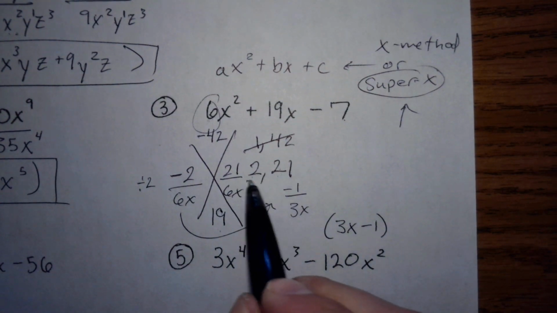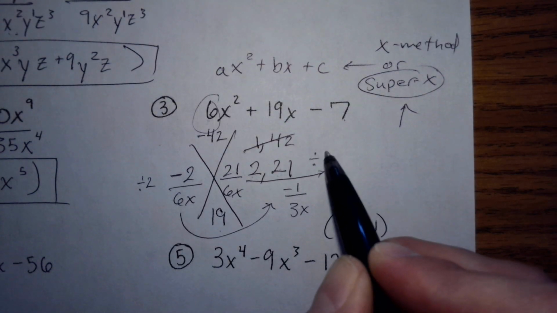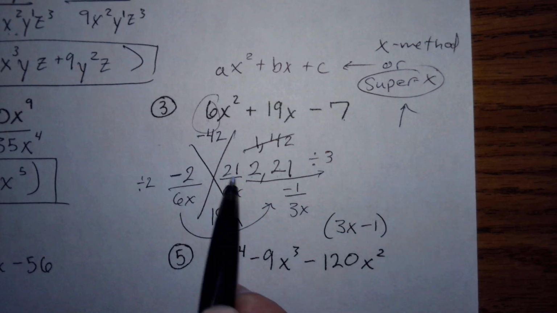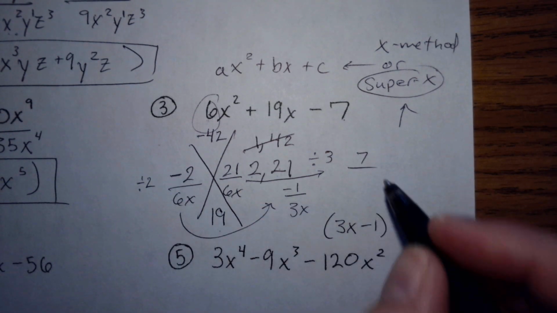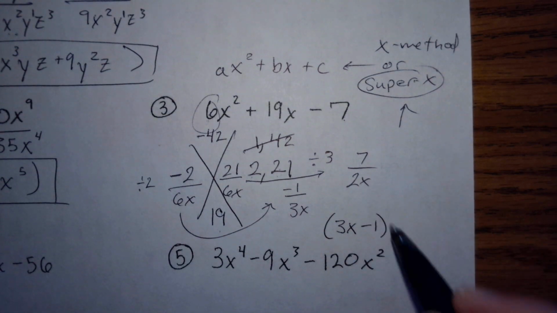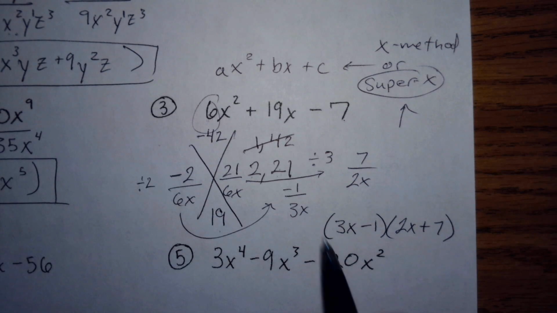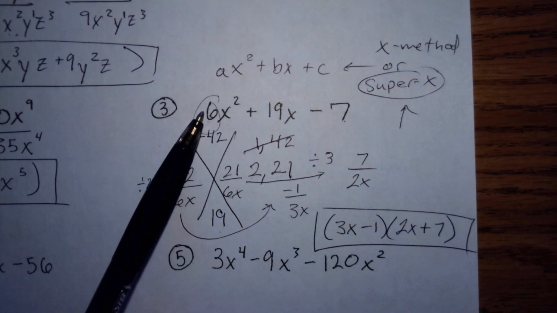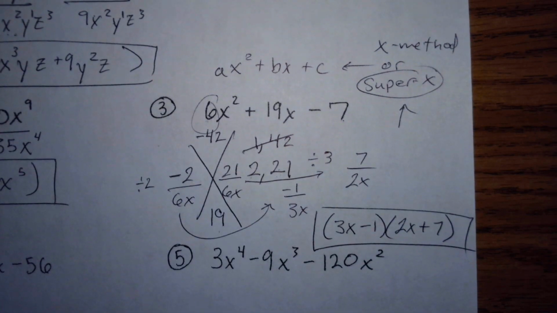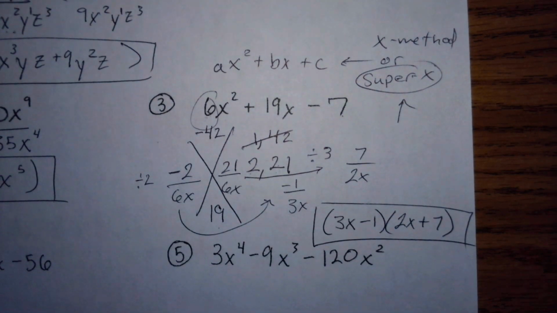And then this one, I could divide by 3. And 21 divided by 3 is 7. 6 divided by 3 is 2. So I have 2x, which translates to 2x plus 7. And then I don't have to bring down anything. I didn't factor anything out to begin with. So that's my answer. 2x plus 7. It's not a 1, it's 2.